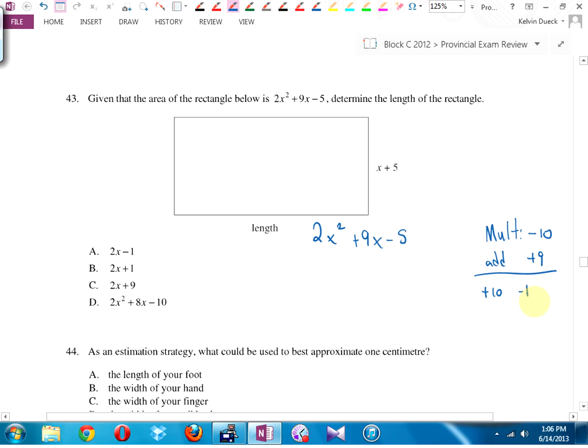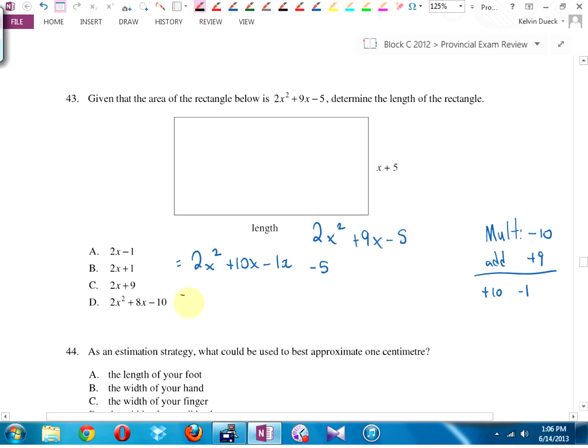We're going to decompose. We're going to decompose that 9x. So we drop down the 2x squared. We drop down the negative 5. But we decompose that 9x into positive 10x minus 1x. It's still a 9x. Just made it look different. I decomposed it. Cover up the last two terms.